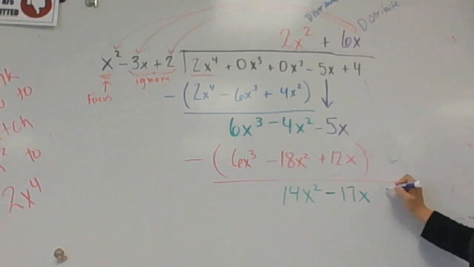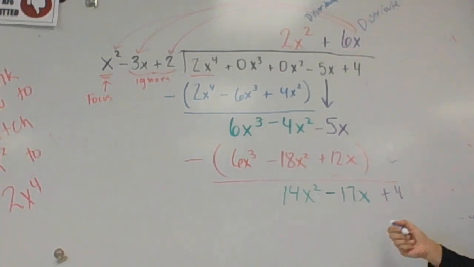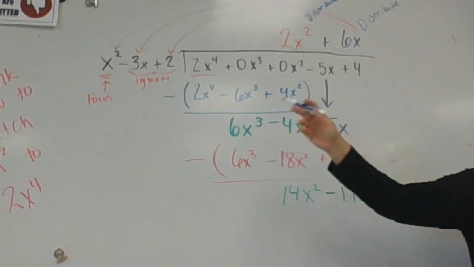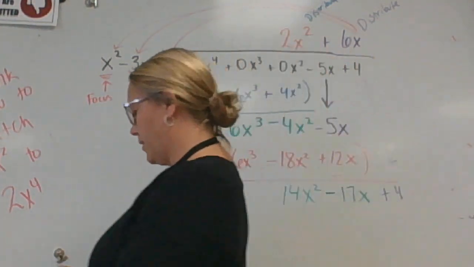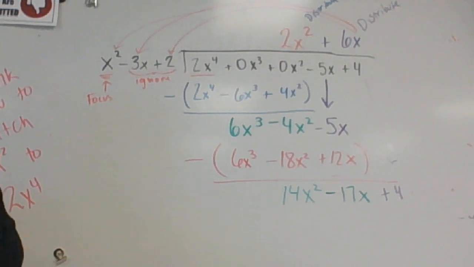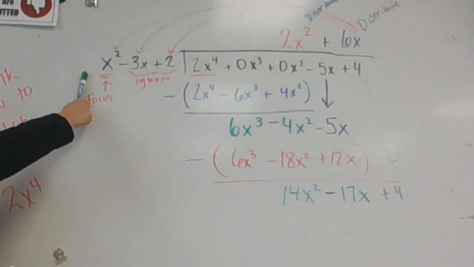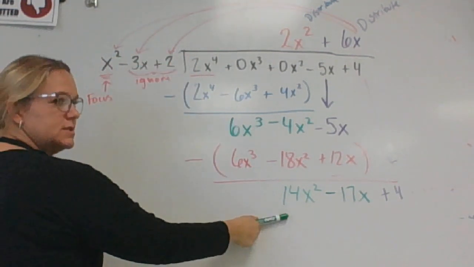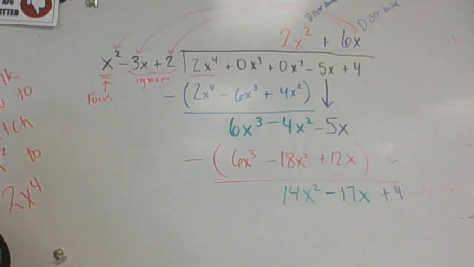We're almost done. I think this will be the last round. The last number to bring down. The degrees are matching. Okay. What do I have to multiply x squared by to make it look like 14x squared? Or 14.